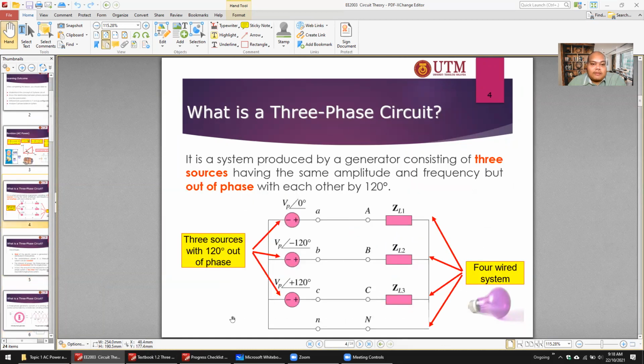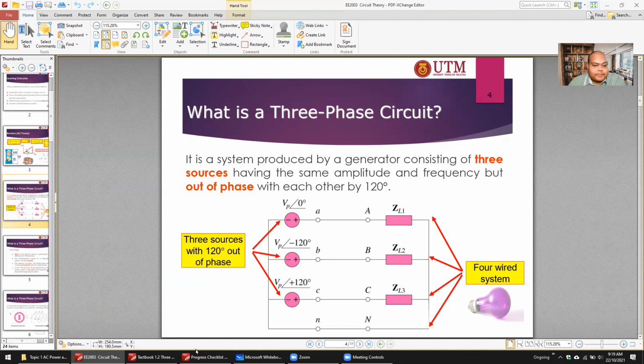What is meant by three-phase? Basically you have 3 sources, 3 alternating AC power sources, and you connect them together, either star or delta. This one is a star. But remember, this is important in a three-phase system: the phases are different, 120 degrees out of each other. So this is the important part.